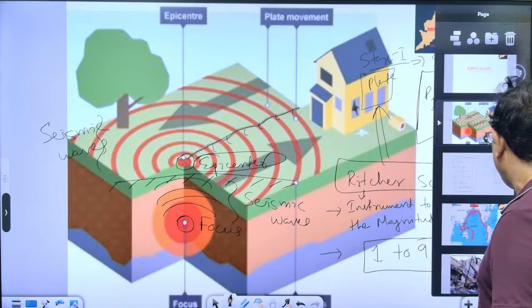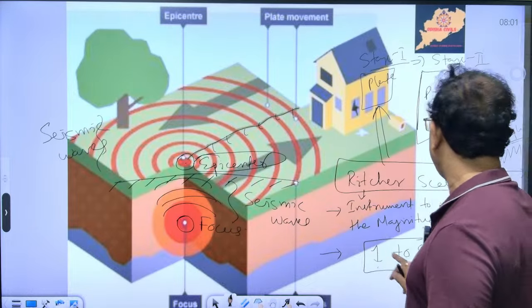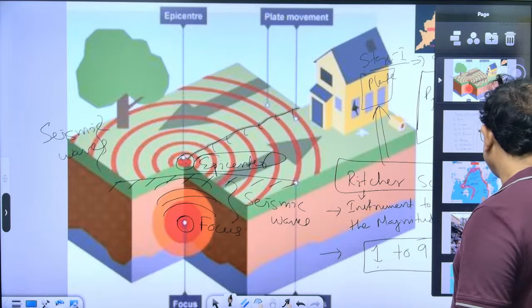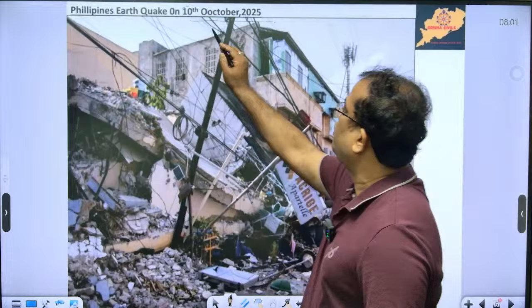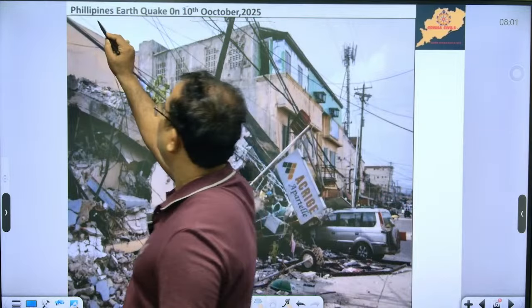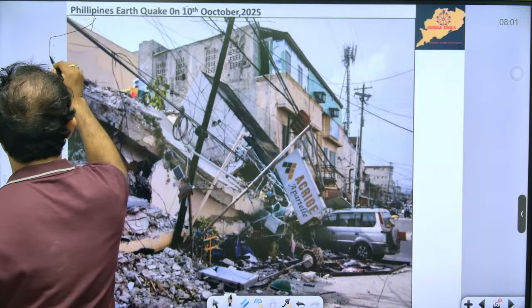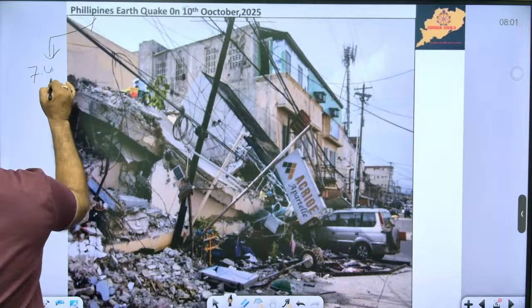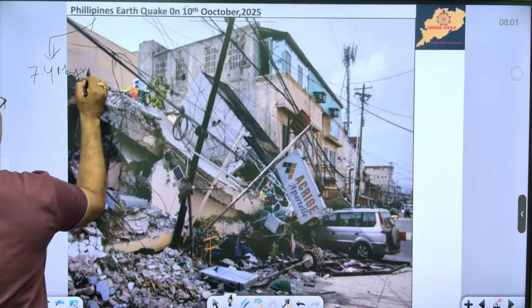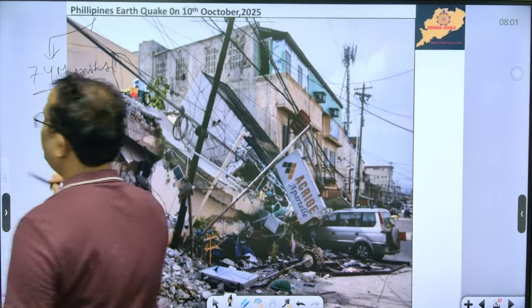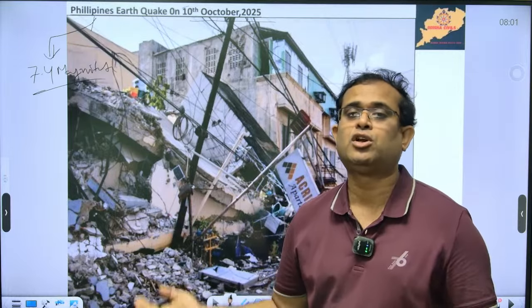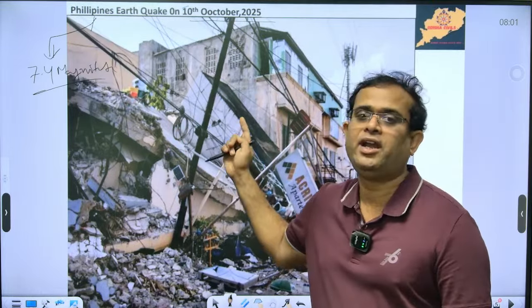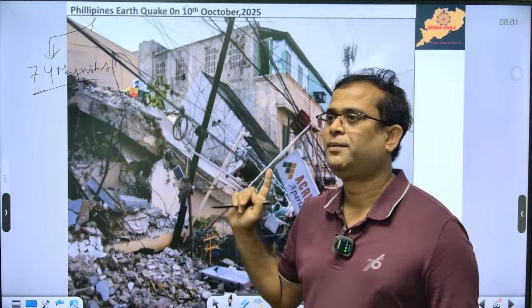As we saw in the Philippines earthquake, the magnitude was 7.4. And 7.4 magnitude means complete devastation. Buildings collapsed and everything fell down. This is what happened in the Philippines last week.